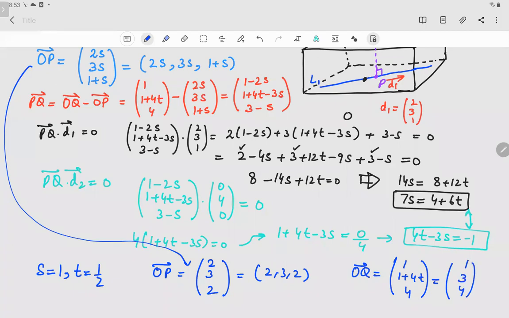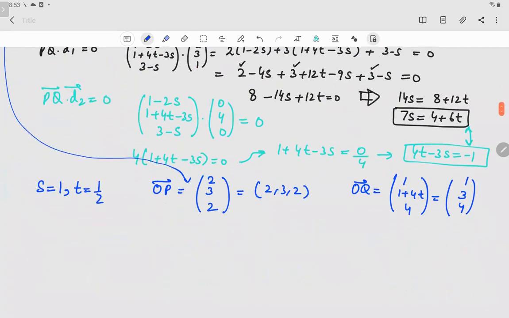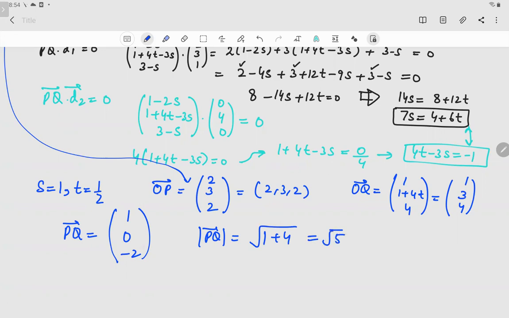Now I have calculated the coordinates of the point P on line L1, which is right in front of the point Q, which is a point on L2, and PQ is the shortest. If I calculate the value of PQ, that is the shortest perpendicular distance between the two lines, okay? We can easily work out PQ. It is equal to (1, 0, minus 2). And when we calculate the magnitude of PQ, it's under root of 1 plus 4, under root 5. This is how we can calculate the magnitude of PQ.